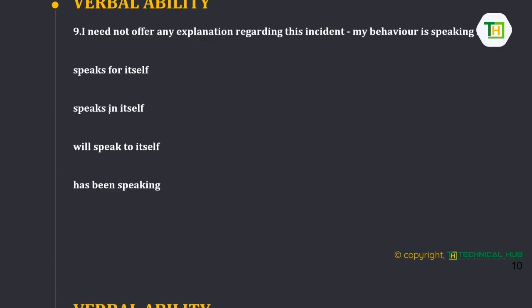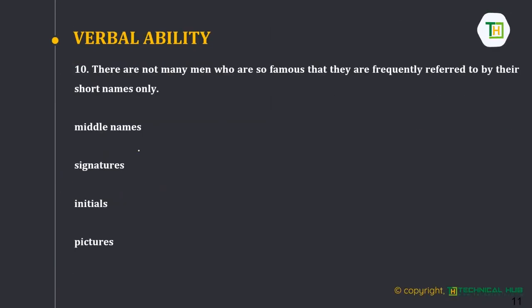Right. So there are not many men who are so famous that they are frequently referred to by their short names only. So short names, what is the meaning of short names? You need to replace this term with something else. Short names means their initials. Their initials are called short names. So initials is the perfect one, and the remaining are not the correct ones.